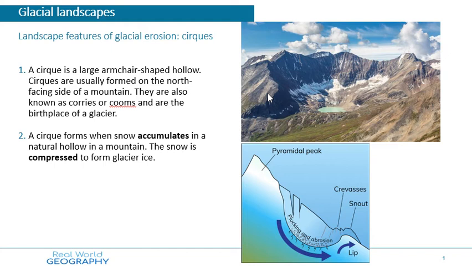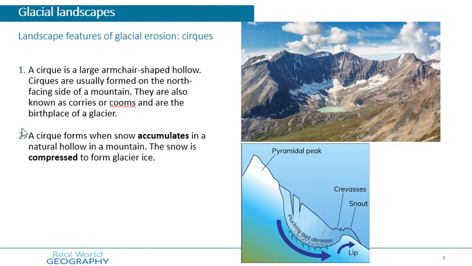Why does a glacier start up here? It starts up a mountain because it's colder. The higher you go up, the colder it is. So this area here is where your glacier starts, and when the glacier moves away from this area, it can form an armchair shaped hollow here like so, which is our cirque.